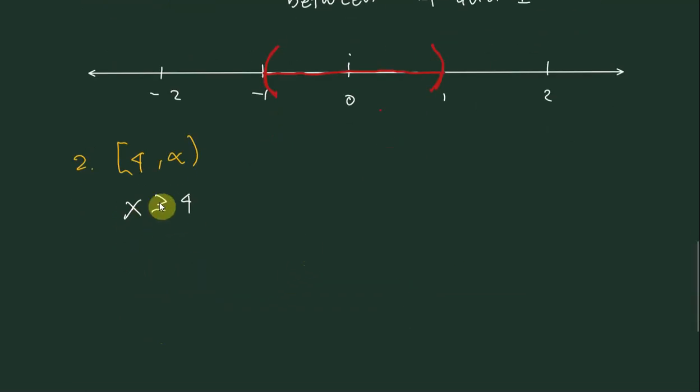So it includes all the values from 4. It includes 4 because of this closed interval here, and then it includes all the way to positive infinity. So this is the inequality symbol for that. Okay, so let's graph it.